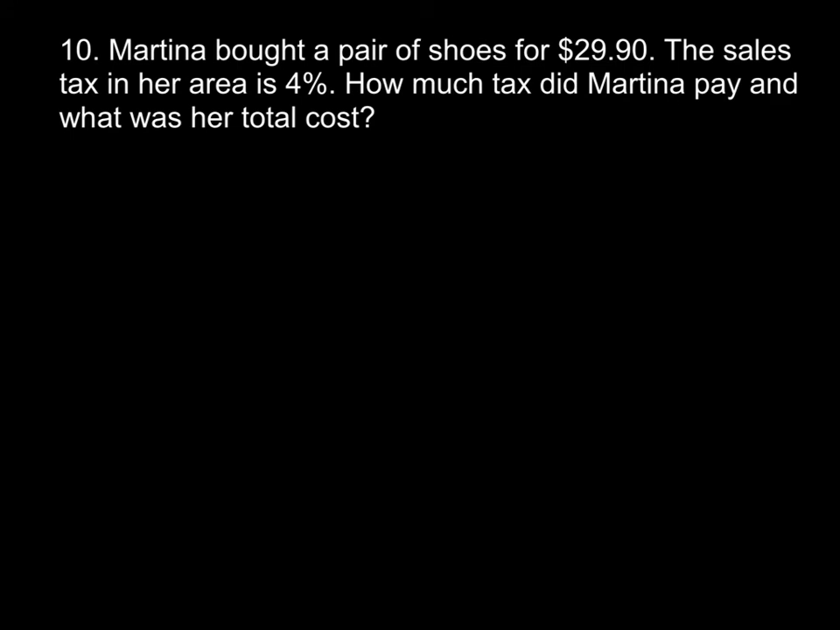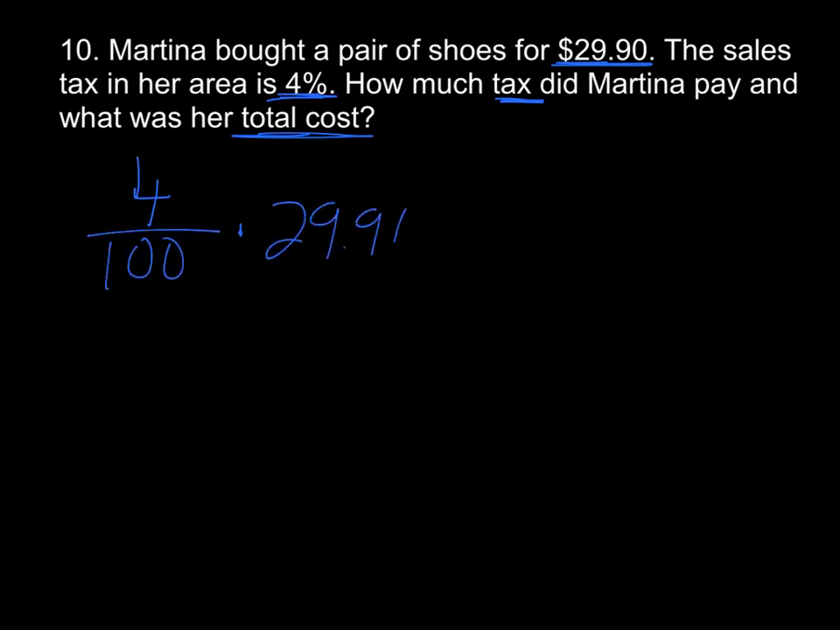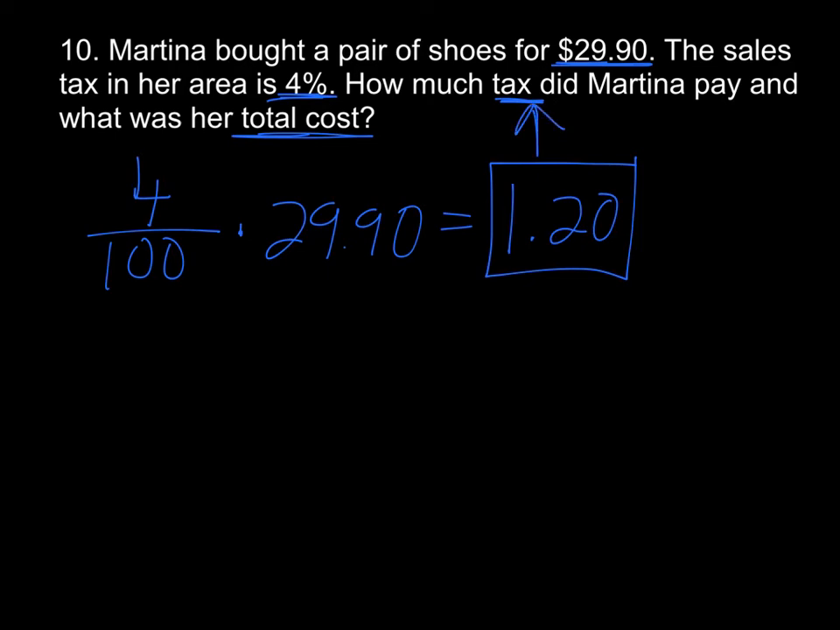Number 10 is the other type of problem we did the worksheet on. This is a tax problem. So if Martina bought a pair of shoes for $29.90 and the sales tax is 4%, how much tax did she have to pay and what was the total cost? I take 4% of $29.90, and that's going to give me $1.20 when I round it. That is how much tax Martina has to pay.